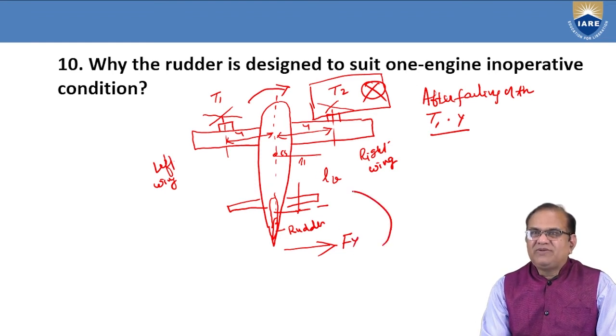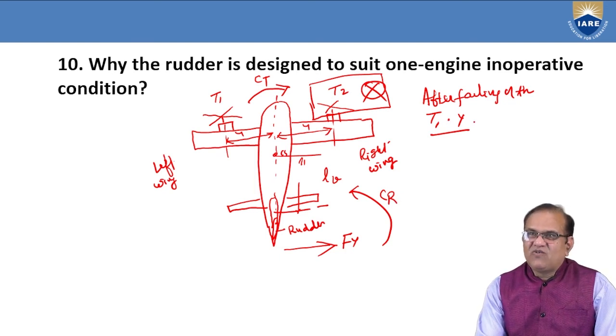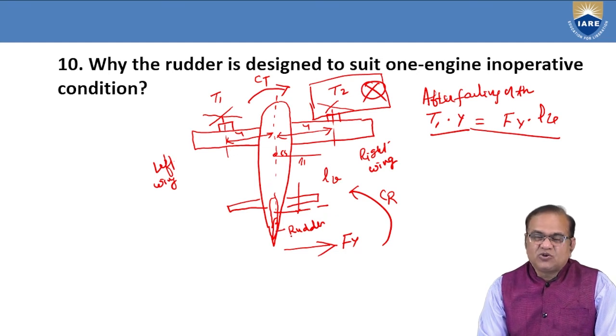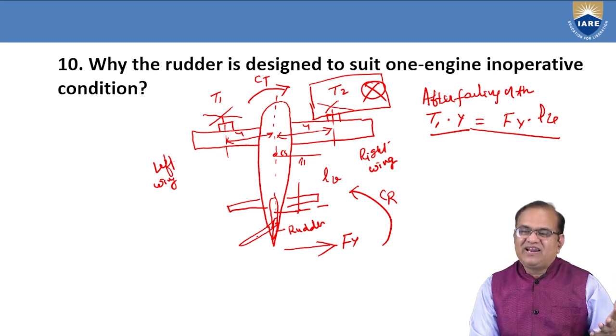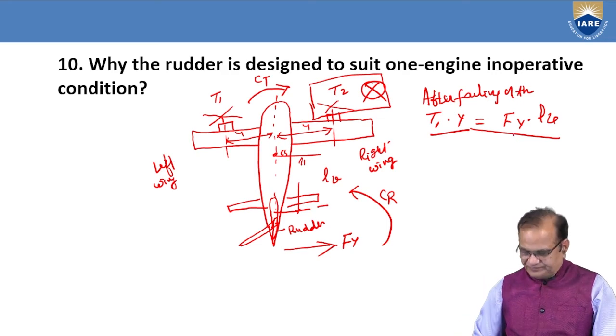And this moment will be in this direction. So this moment is by CT, and this is by the CR, where CR means rudder and CT means thrust. This CT T1Y should be countered by Fy into LV. So we have to deflect in which direction, so that it will produce the force in this right direction? We have to deflect like this in the left direction, or we have to deflect our rudder to the left side so that this will counter the moment.